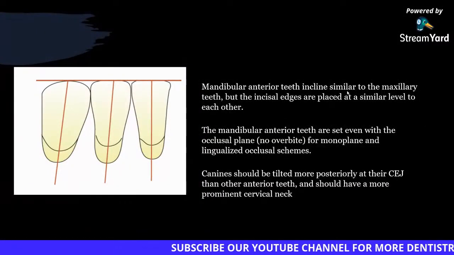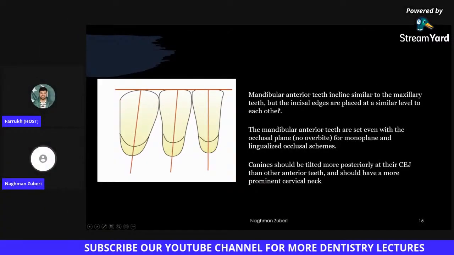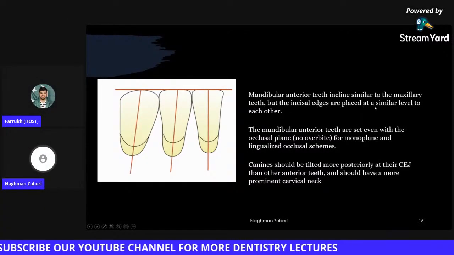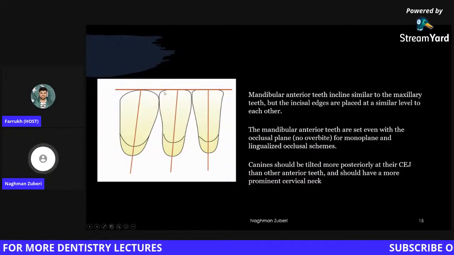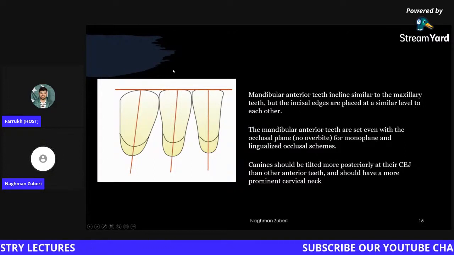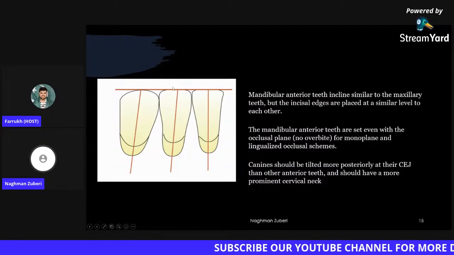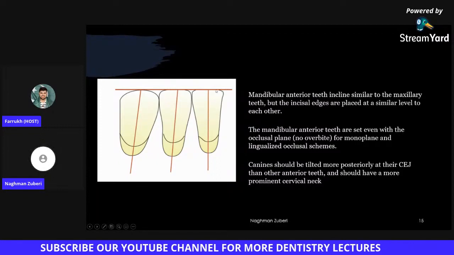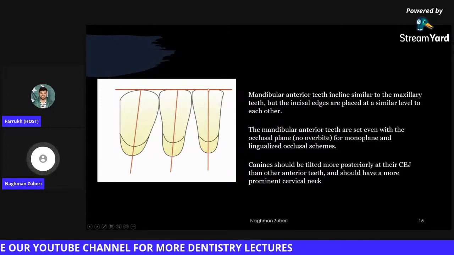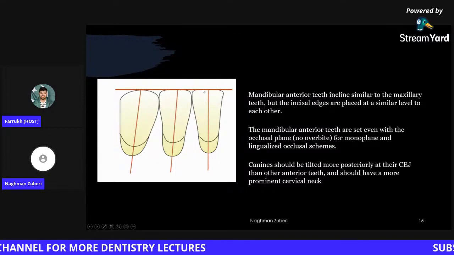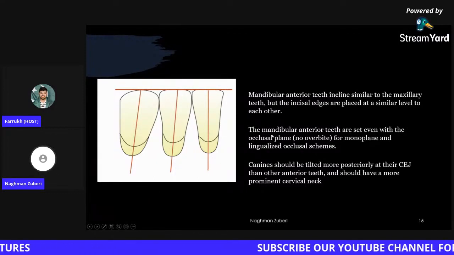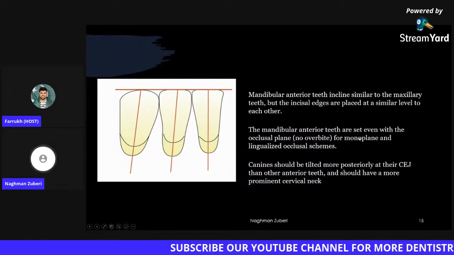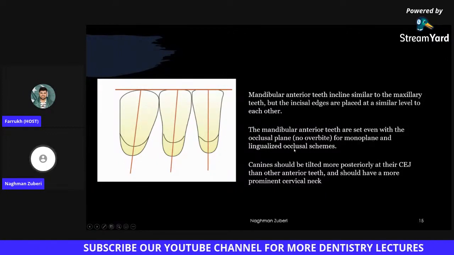Mandibular anterior teeth incline similar to the maxillary teeth, but the incisal edges are placed at a similar level to each other. So over here, it is not the case that since our lateral incisor in the maxilla is slightly higher, we are positioning it slightly higher. The incisal tip of all the anterior teeth should be at one level. So the mandibular anterior teeth are set even with the occlusal plane, no overbite for monoplane teeth and lingualized occlusal schemes.